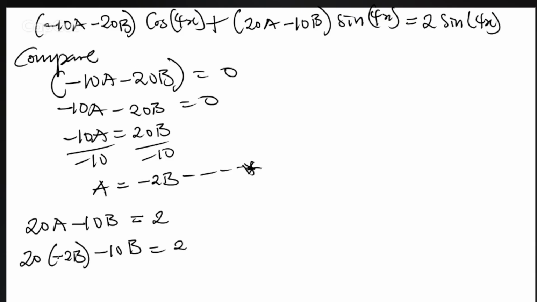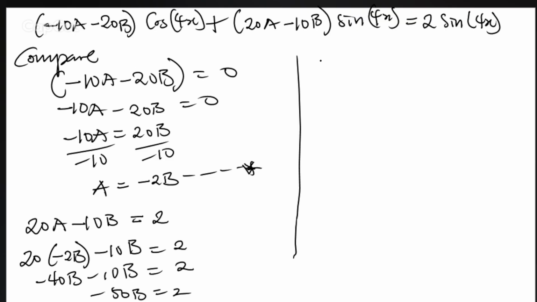Now what do we have here? This will simply give us minus 2 times this, which will be minus 40b minus 10b, and this will be equal to 2. Are we together? So minus 40 minus 10 gives us minus 50b, and this will be equal to 2. Are we done? No, we are not done.